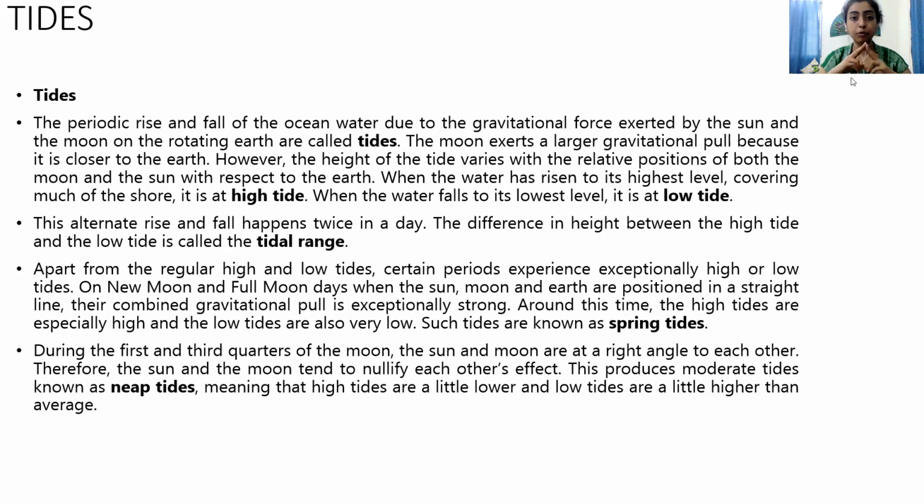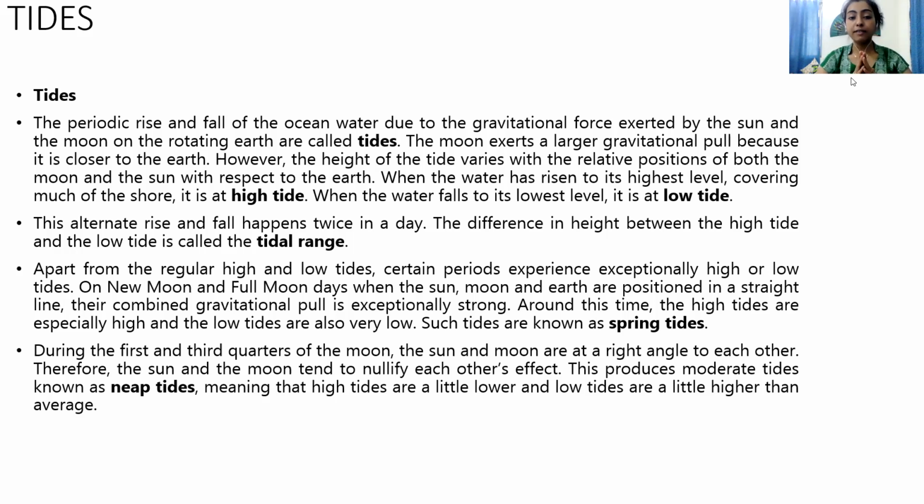Now, there's another term called tidal range. What is tidal range? These tides, the rise and fall of the ocean water, happen twice every day, alternate rise and fall twice in a day. Now, the difference in height between the high tide and the low tide is known as the tidal range.